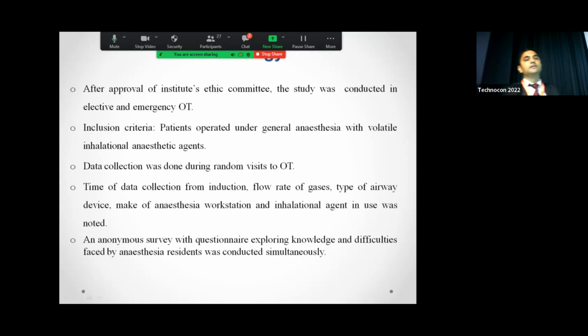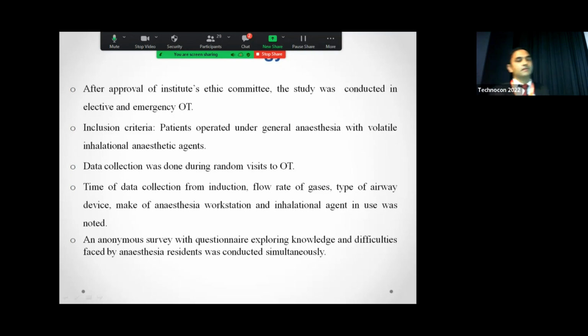So after the approval of the Institute Ethical Committee, I started the study in elective and emergency OTs. The inclusion criterion for the study was patients operated under general anesthesia with volatile anesthetic agents. Data was collected during random visits to the OTs.